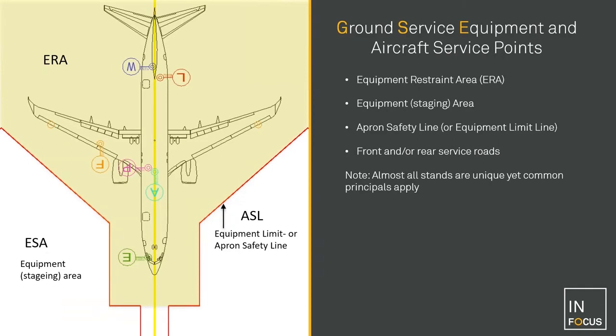So ground service equipment, service areas and service points. You see at any one stand, basically we're dividing it up into 2 sections. We've got the equipment restraint area to the back of the stand. So this is where the aircraft's going to move in. This yellow marked area there, where of course, when there is no aircraft at the stand, there should never be any equipment in that area, with one exception, but we'll take a look at that in a moment.